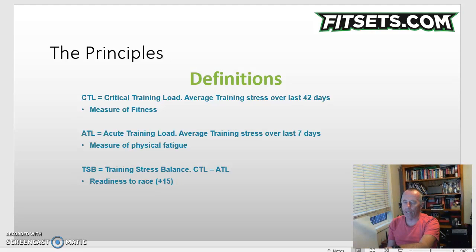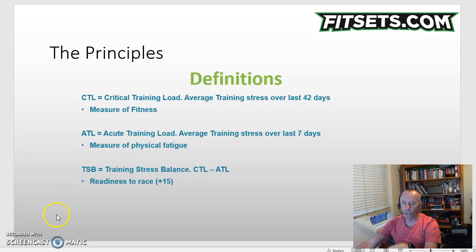The higher doesn't mean it's better. For instance, if we let it go up to 30, what will be happening is your fitness will be falling at the same time. So plus 15 gets a good balance where your readiness to race is above the CTL, but we haven't lost a lot of fitness along the way.